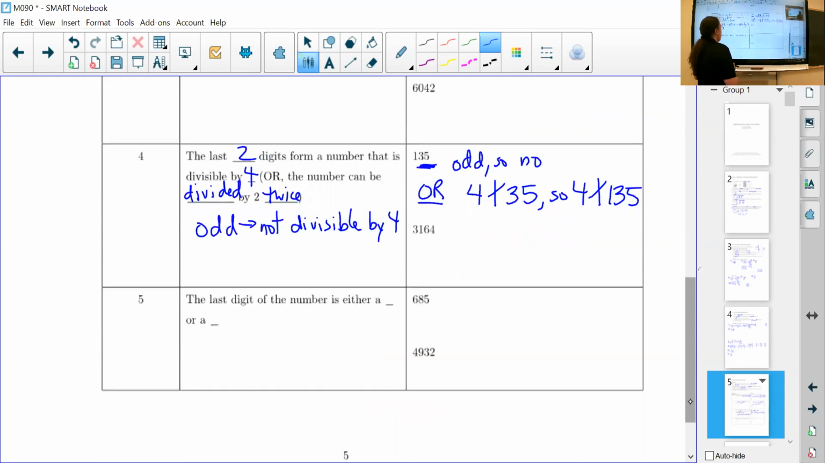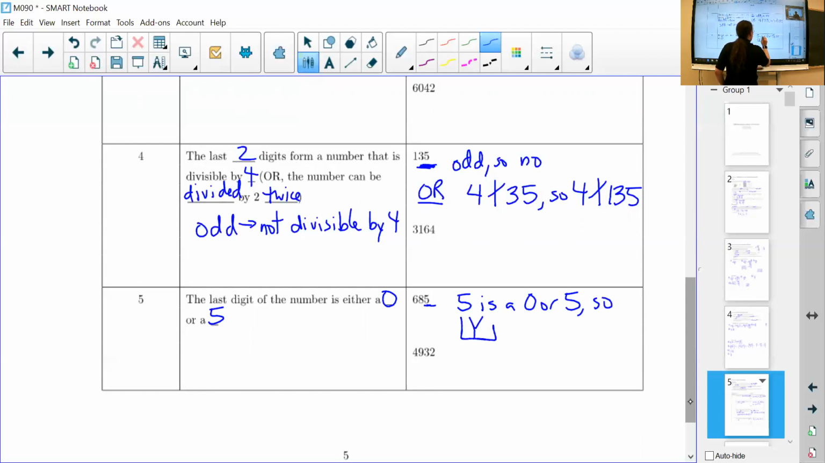For 5, the last digit of the number is either a 0 or a 5. 685, I look at the last digit and say, is it 0 or 5? It's a 5. So yes, 5 divides evenly into 685. 5 is a factor of 685, where 685 is a multiple of 5. We can take a look at 4932.